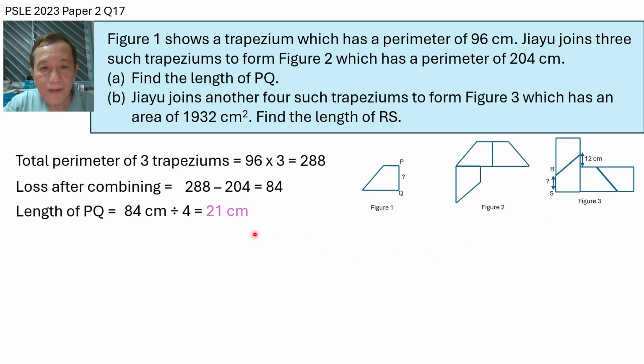Well, we have already found 21 cm. We can write it here. This is 21. Is there another 21 somewhere? This one, the height of this trapezium.